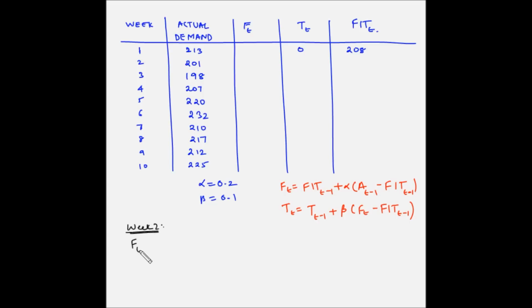First, let's find out the forecast for period 2. So this is forecast including trend for the last period, which is 208, plus alpha, which is 0.2, into bracket the actuals for the last period, which is 213, minus the forecast including trend for the last period, which is 208. So this is equal to 208 plus 0.2 multiplied by 213 minus 208, which is 5. This is equal to 208 plus 1, and this is equal to 209.